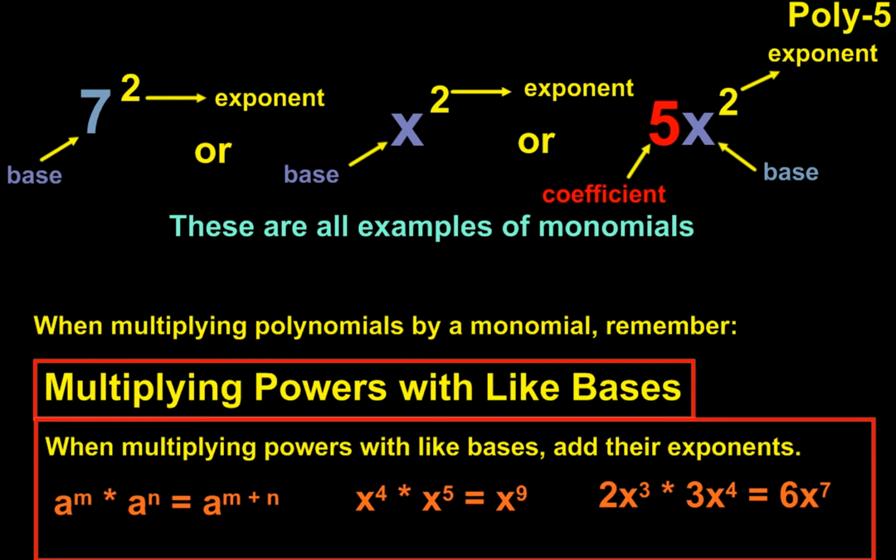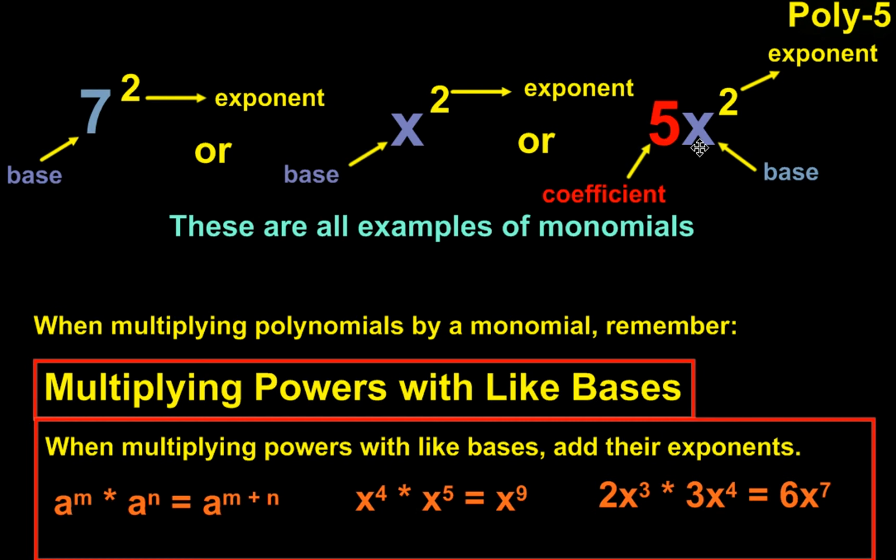Let's take a look at some examples of monomials. Here we have the number 7 with an exponent of 2. In this particular case, the base is 7 and the exponent is the small 2 up here. Whenever something is attached to the exponent, that's going to be your base. So in this next example, we have an x attached to the exponent of 2, and so the x becomes our base. Lastly, we have both of these combined.